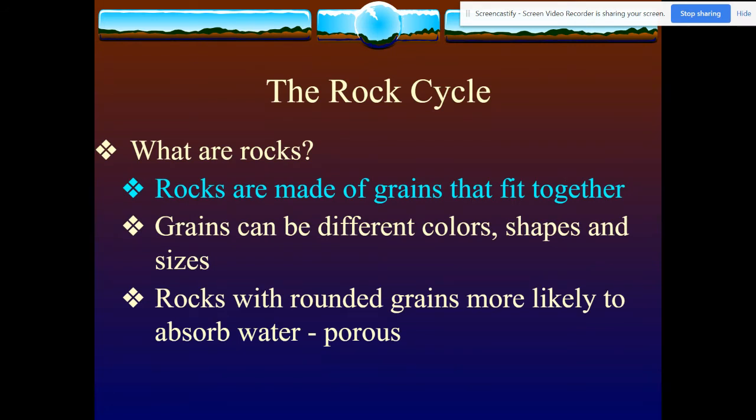What are rocks? There's not necessarily rhyme or reason to the coloring on here. I do apologize. Rocks are made up of grains that fit together. The grains can be different colors, shapes, and sizes. Rocks with rounded grains are more likely to absorb water, so those are porous. Grains is exactly what it sounds like. Think about grains of sand, or when you turn wheat into grain to make bread. Same kind of concept. Those are grains. That's what we're looking at with that.